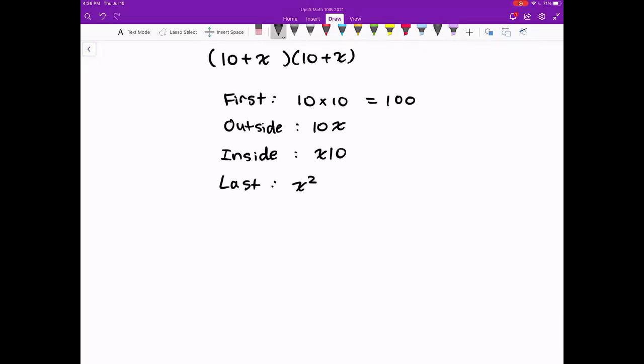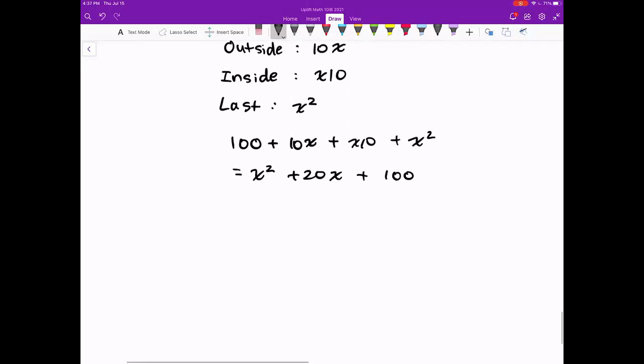Then we just add all these results together, and we get x squared plus 10x. We can organize it a little better. We have x squared plus 20x plus 100. That would be the result of the multiplication. Please don't actually write x10. I just did that for demonstration purposes.